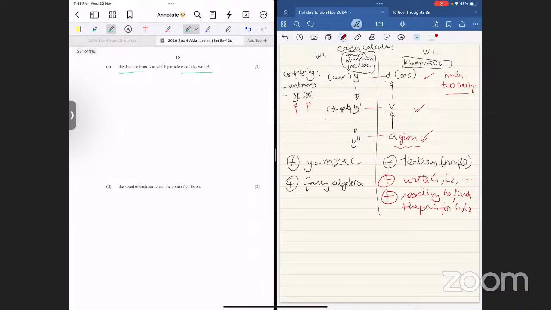Distance for collision. The speed during collision. Okay, this question is not that hard, believe it or not. This is distance. They already tell you, oh, it's about distance. Hey, look at the structure of the question. They either ask you about distance, velocity, or acceleration. They already tell you it's distance. Okay. Some questions, I will tell you, will not tell you that collision is about distance.